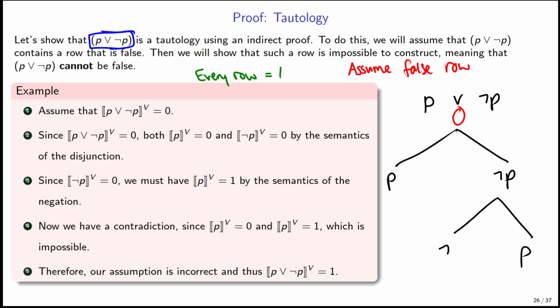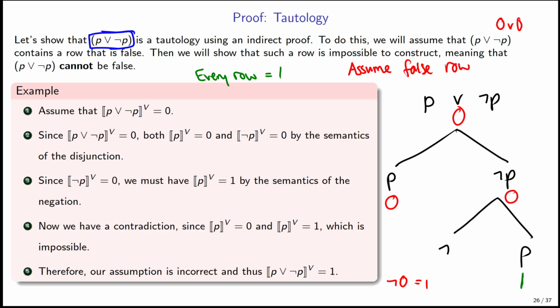It means by our truth table, we have to have 0 or 0, because that's the only time when the or is false. So this means that P is false and not P is false. Now, what happens with not P? Well, we have to negate 0. So not 0, when you negate it, gives us 1, right? So this means that if not P is 0, then P is 1.